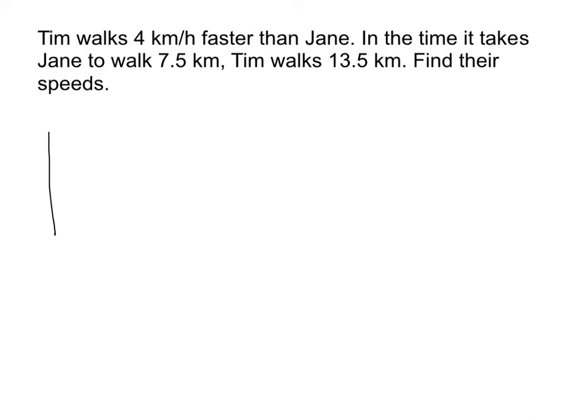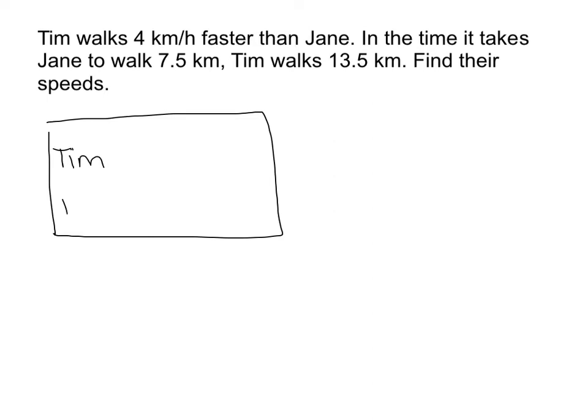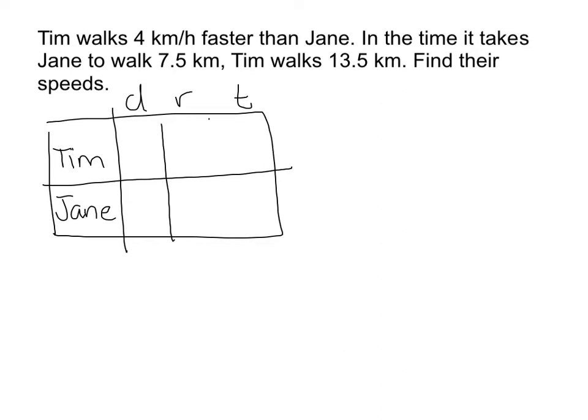In my table, I'll have a row for Tim and a row for Jane. In the columns, I'll have a distance, a rate, and a time. Now we know that distance equals the rate times the time. That's a formula that we will use for this particular problem.